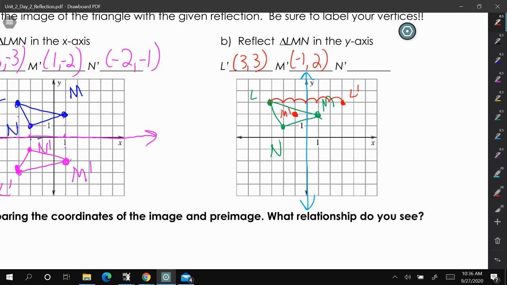And then finally for N, that point will be over here, and here's N prime, and the coordinates of that point are 2, positive 1. So here's the drawing of my reflected triangle.